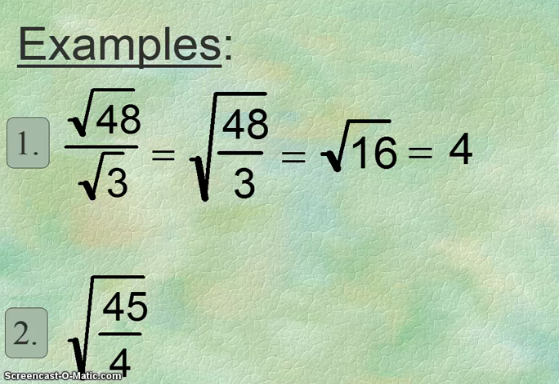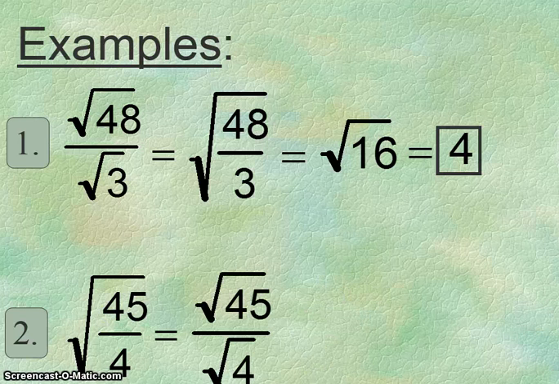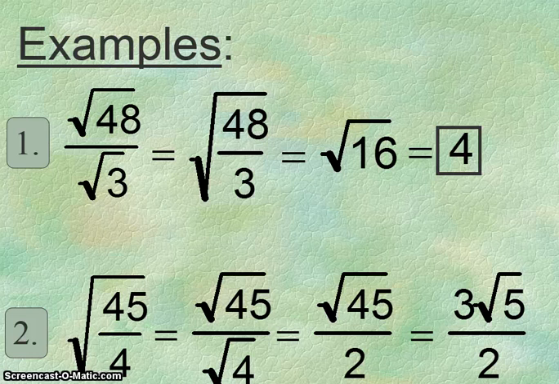But in example 2, we have the square root of 45 over 4, which might be easier if we just simplify to square root of 45 over the square root of 4. The square root of 4 is 2, and then we can find the square root of 45, which ends up being 3 square root of 5, and we have that divided by 2. This is as simple as this one will get.